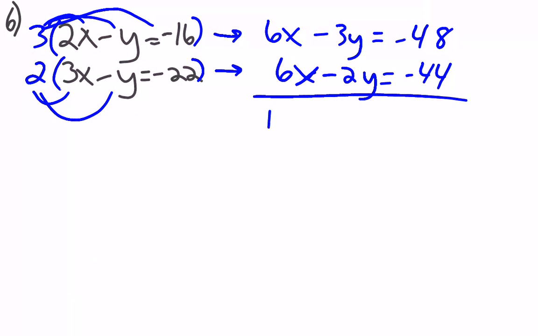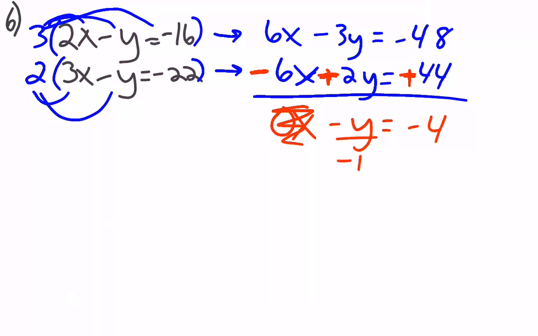Right now, if I try to combine them, I'm going to get 12x. So is that going away like I want it to? No. So if it's not going to go away, you need to change all the signs. So I'm going to go minus, plus, plus. And I really think it helps to do it in a different color. So now I'm going to get 0x, which is what I want. Negative 3y plus 2y would be negative y equals negative 48 plus 44. You could say 44 minus 48 would be negative 4. And divide by negative 1. Y equals 4.